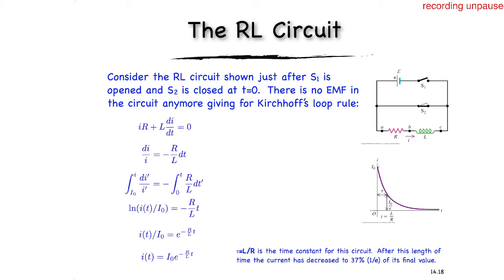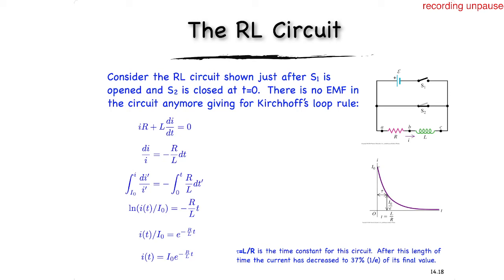So it's the same steps that we did before. Integrating this just gives me natural log, and I evaluate the limits, which is I of t and I naught. Integrating this gives me R over L times t. And then I take e and raise it to the left side to get rid of the natural log. On the right side, I end up with e to the minus R over L of t. And so multiplying by I naught gives me the current at some time is exponentially decaying.